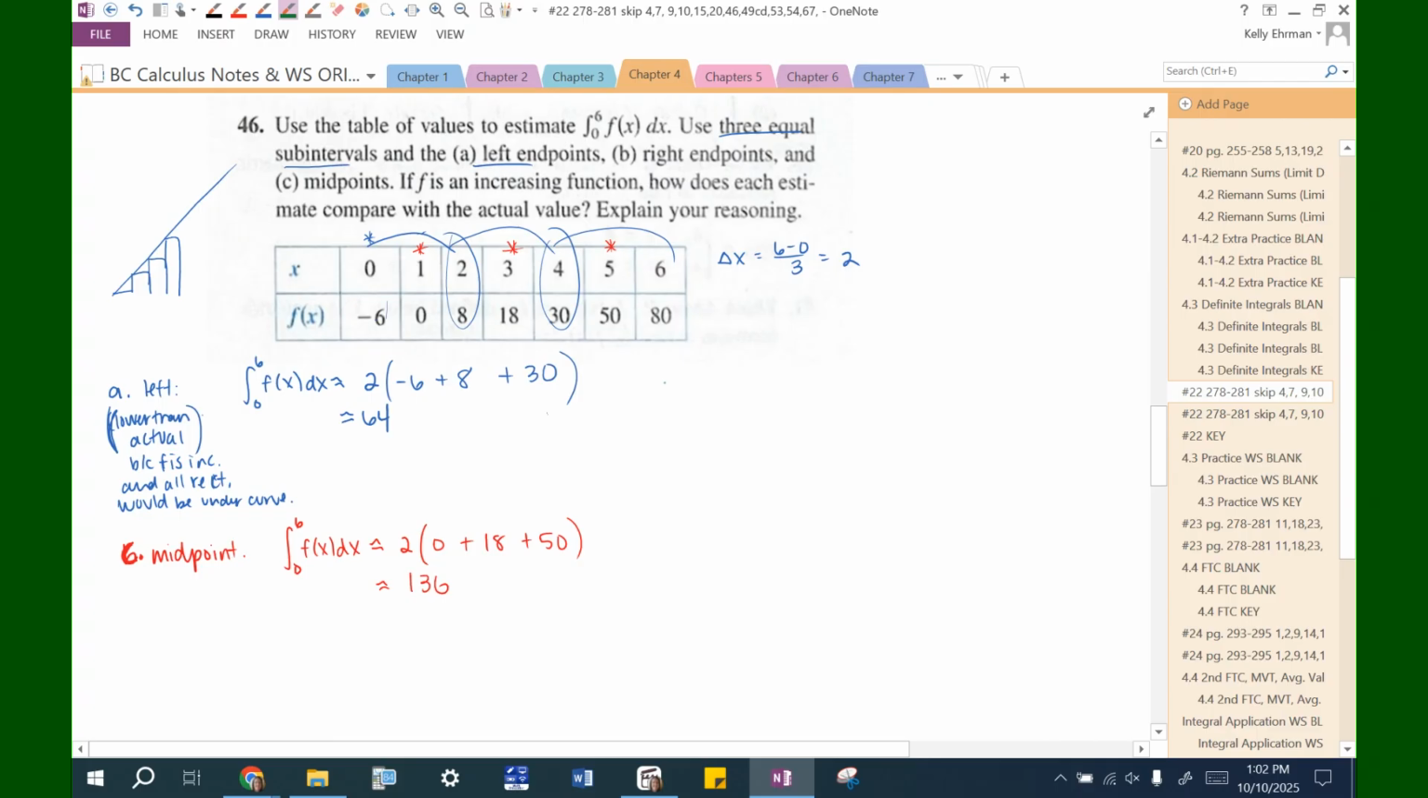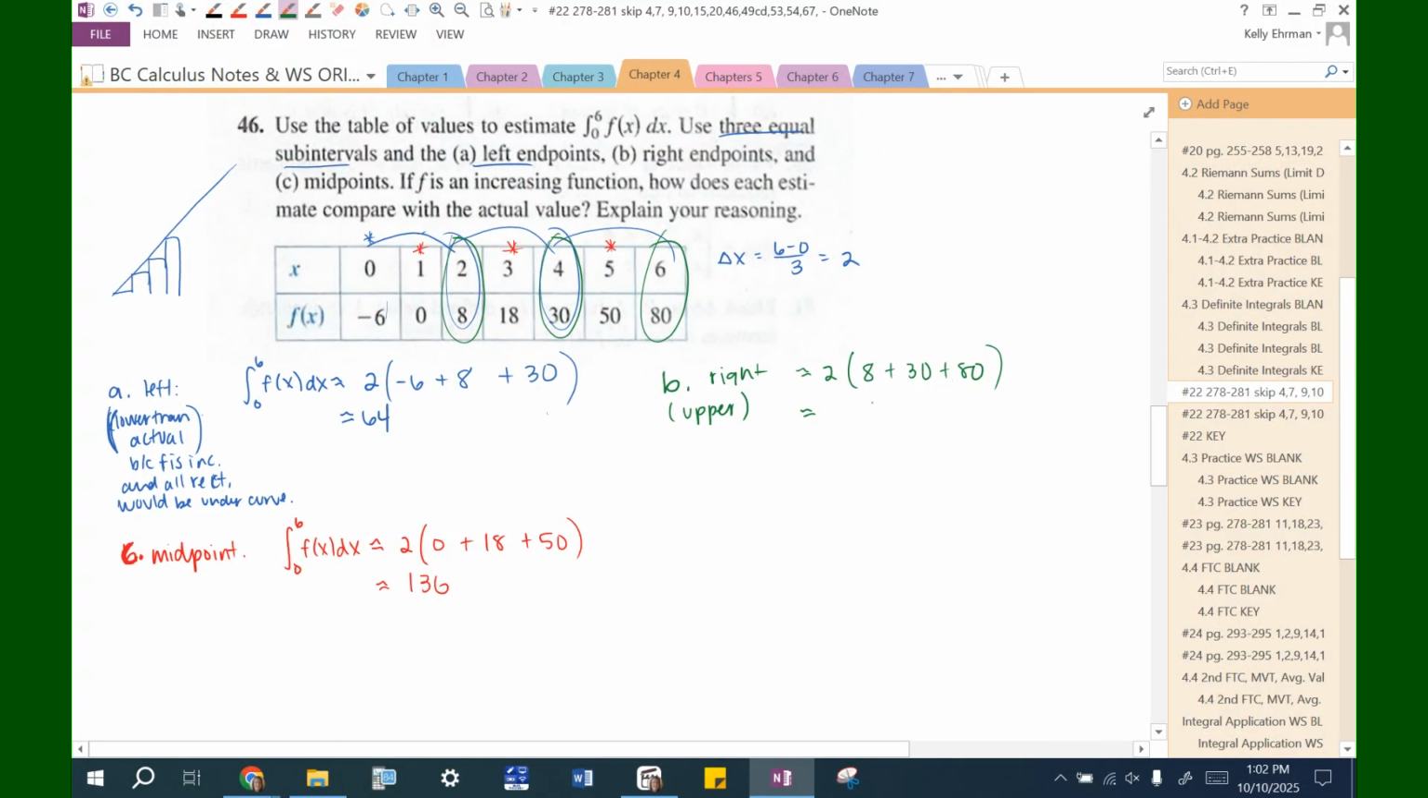And then B was supposed to be right. Right will be an overestimate, upper, higher than normal. And it will be 2 times. On this one, we would start at 2 and then go to 4 and then go to 6. If it's confusing to do without drawing it, then just draw it. It's okay to have a sketch here. I'm just trying to save time on my video.